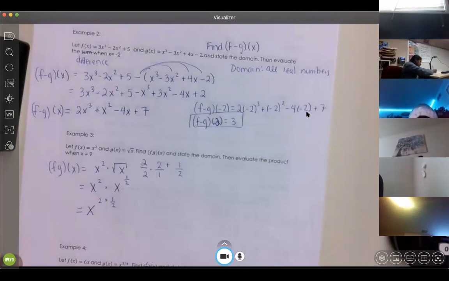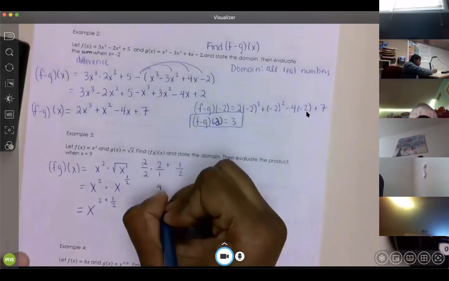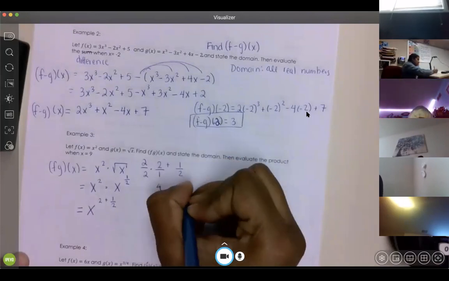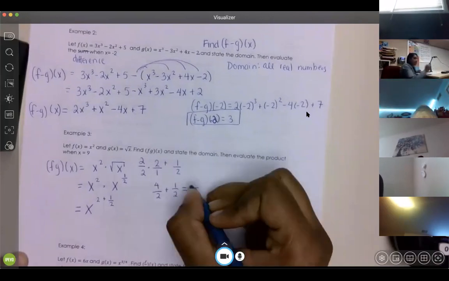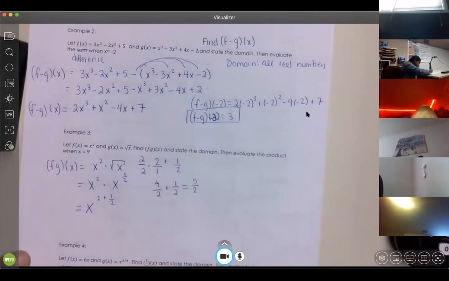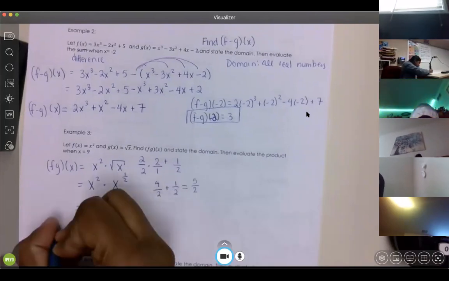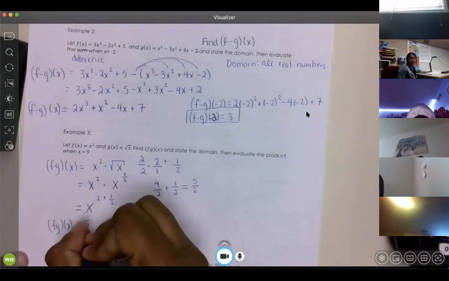So 2 times 2 is 4. 2 times 1 is 2. So now we have the same denominator, so we can keep the denominator of 2 and then add the numerators. So 4 plus 1 is 5. So this is going to become fg of x is equal to 5 over 2.